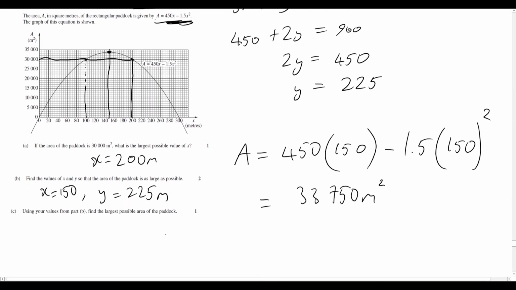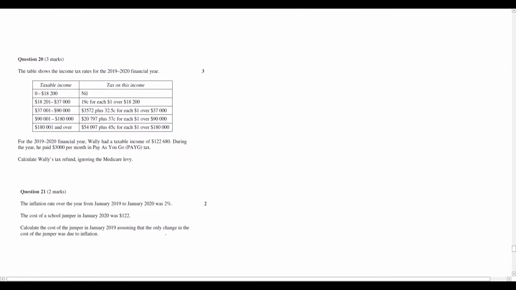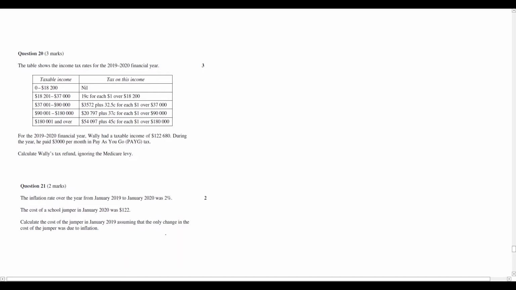Okay, on to question 20. So, lovely tax table problem here. So the table shows the income tax rates for the 2019-2020 financial year. So for the 2019-2020 financial year, Wally had a taxable income of $122,680. During this year, he paid $3,000 per month in pay-as-you-go tax. So we need to calculate Wally's tax refund, and we're ignoring the Medicare levy.